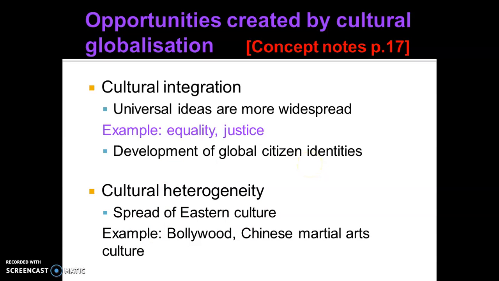Cultural heterogeneity. For example, Eastern culture is spreading to different parts of the world much faster as well. In the past we only focused on Western culture. Nowadays, we're also focusing on Eastern cultures, Middle Eastern cultures, Southeast Asian cultures. Examples like Bollywood, Chinese martial arts. Even for Disneyland, they have Kung Fu Panda, which incorporates Chinese martial arts culture.